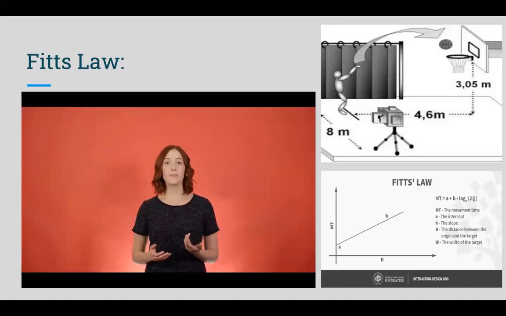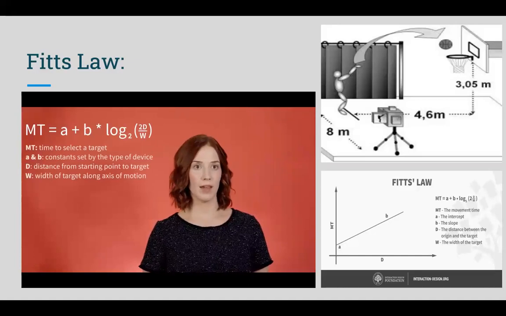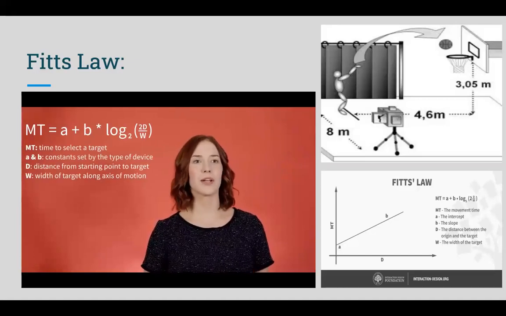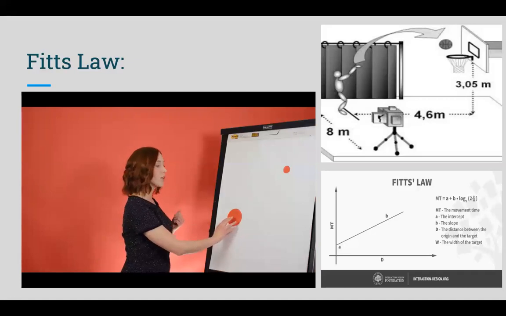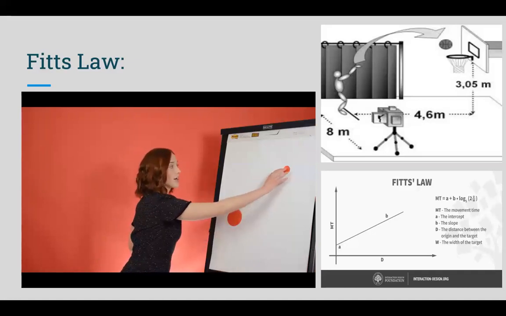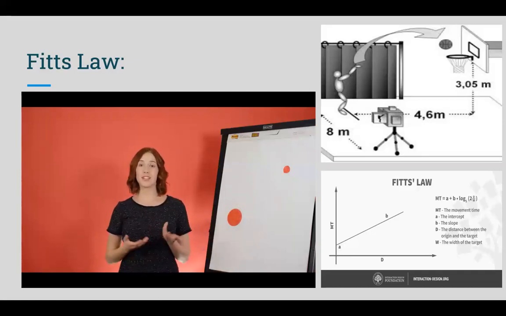Fitts's law says that the time to acquire a target is a function of the size of the target and the distance to the target. Here's the equation. The important variables are the target and the distance to that target. A target is what the user is trying to interact with. Maybe it's a button to tap or a form field that needs to be clicked into. The distance to the target is how far away that target is from wherever someone starts out. Large targets that are close by have the lowest interaction costs, while small targets that are far away have the highest interaction costs.